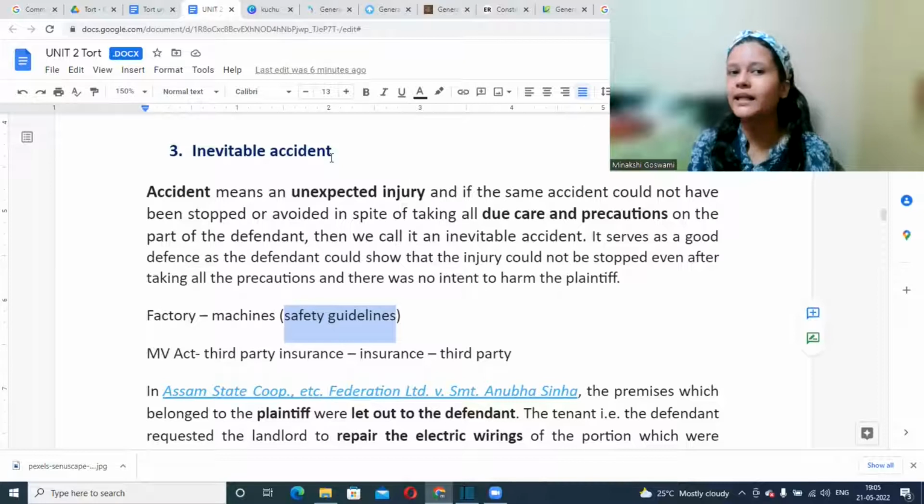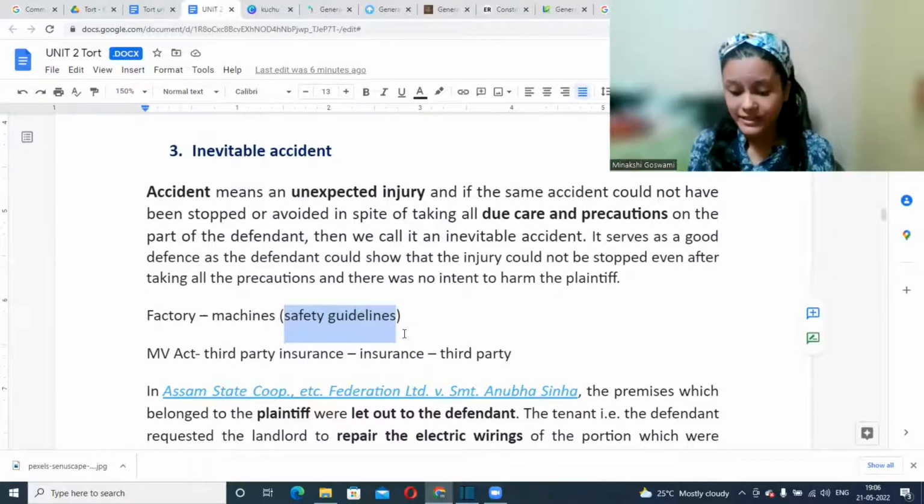This is nothing but inevitable accident, because what you could have done, maintaining the machines properly, asking only skilled people to operate them, you have done everything. Even after that, because it's a machine, there is no guarantee. Something happened even after following all the safety guidelines. This is nothing but inevitable accident. In such a case, you cannot make the manager of the factory liable. He will say that I did whatever best I could have done, even after that it happened. It's an inevitable accident. Is it clear? Yes, ma'am.